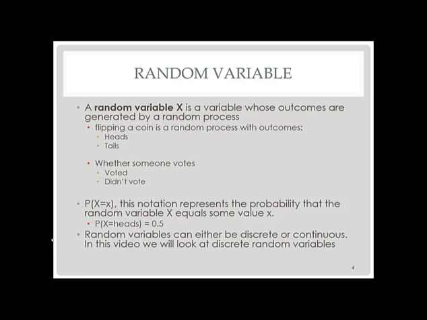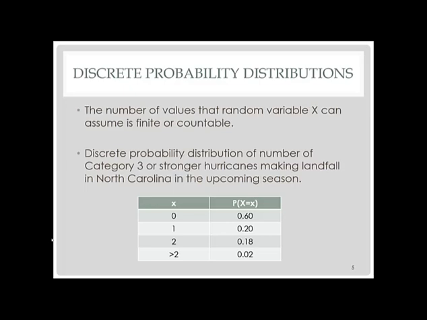Random variables can either be discrete or continuous. In this video, we will look at discrete random variables. The number of values that a random variable X can assume is finite or countable in a discrete probability distribution. For example, a discrete probability distribution of the number of Category 3 or stronger hurricanes making landfall in North Carolina in the upcoming season could be predicted based on modeling to resemble the table presented here, where you have x and the probability that X equals x.